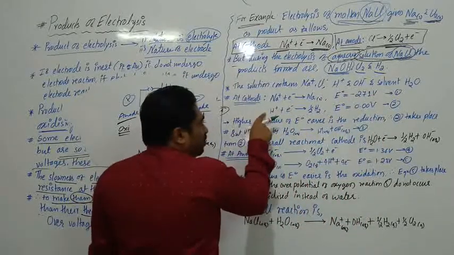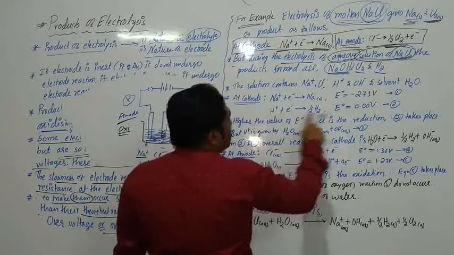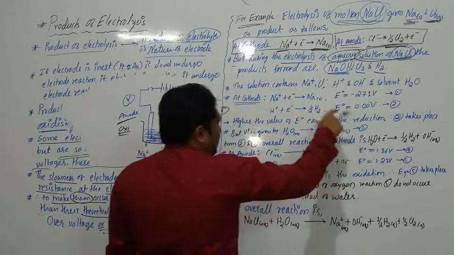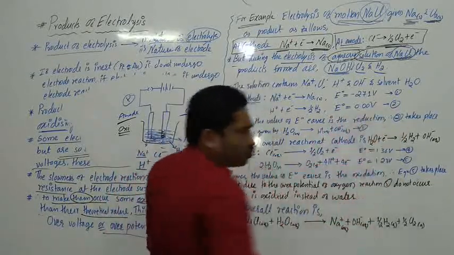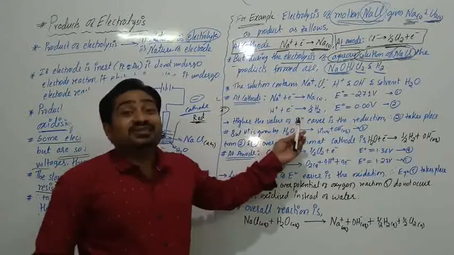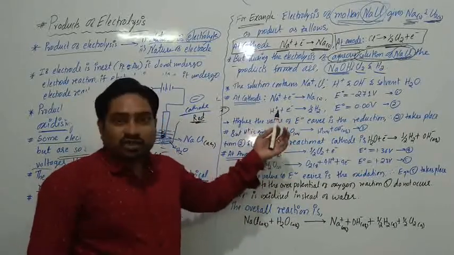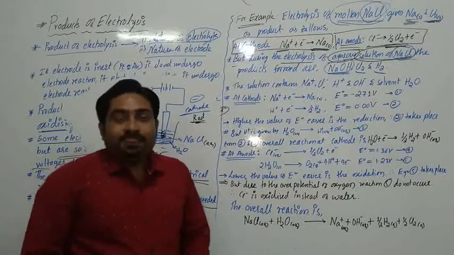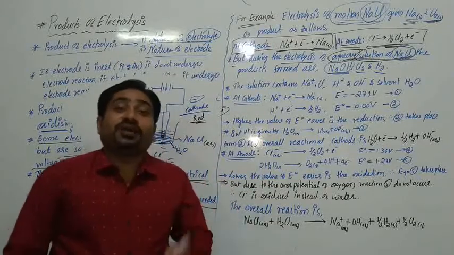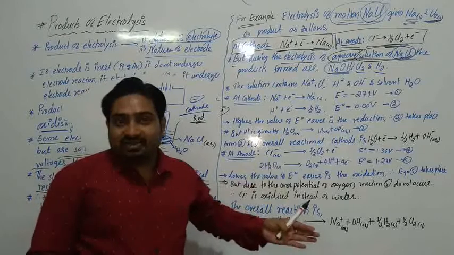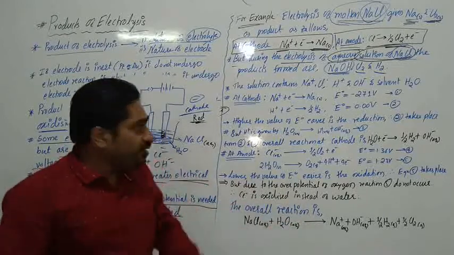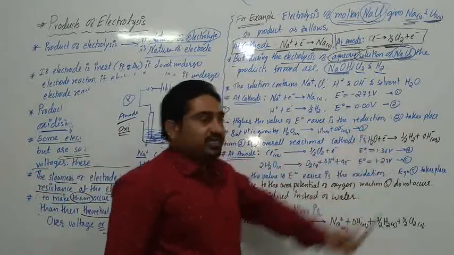And for the reduction of protons or H plus ions, the reduction potential or cell potential is 0.00 volt, because here in the case of the standard hydrogen electrode, we have studied that the standard reduction potential of hydrogen is taken as standard. It is a reference standard and the value is 0 volt, isn't it?